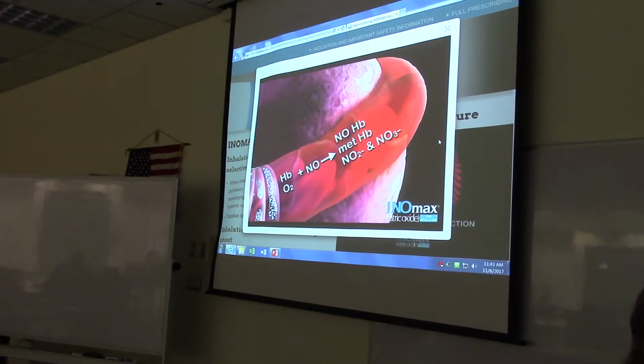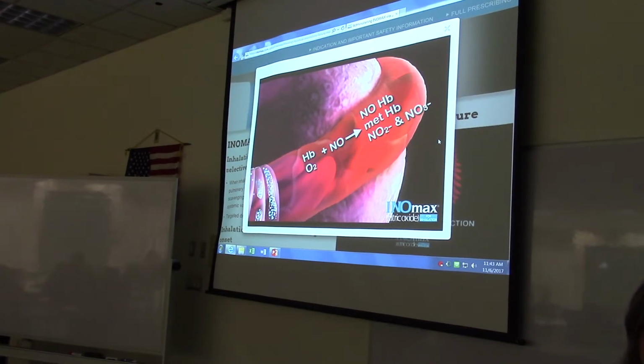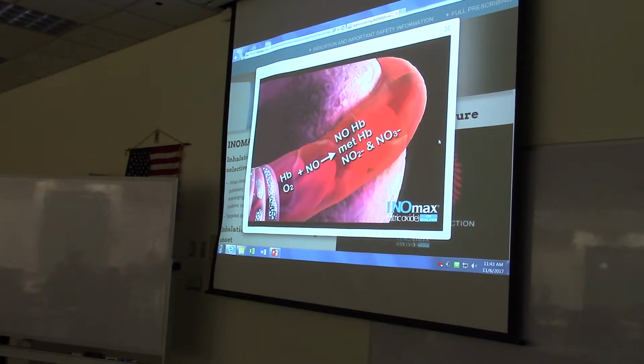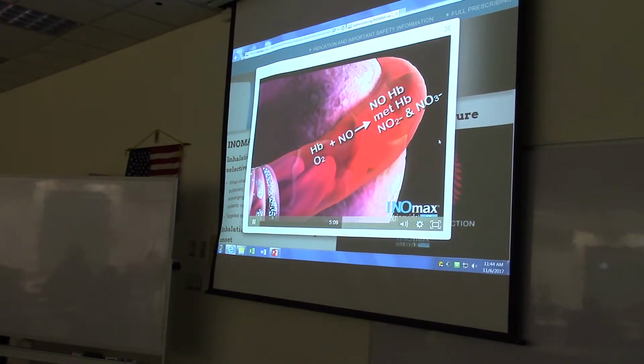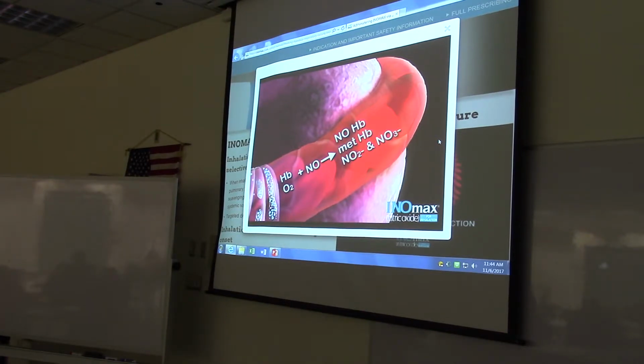Methemoglobinemia is a dose-dependent side effect of inhaled nitric oxide therapy. Therefore, methemoglobin levels should be monitored during INOMAX administration. Caution should be used when administering INOMAX with other drugs that can cause methemoglobinemia, regardless of their route of administration. The predominant nitric oxide metabolite is nitrate. Nitrate is rapidly cleared from the plasma via the kidneys. In turn, nitrate is excreted in the urine, which accounts for greater than 70% of the nitric oxide dose inhaled.